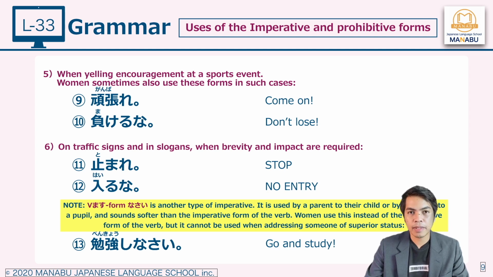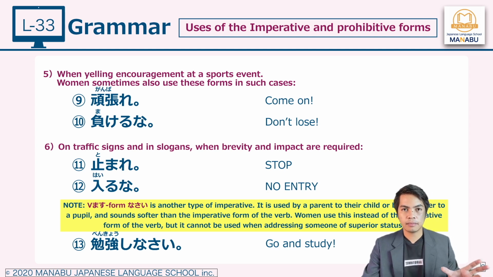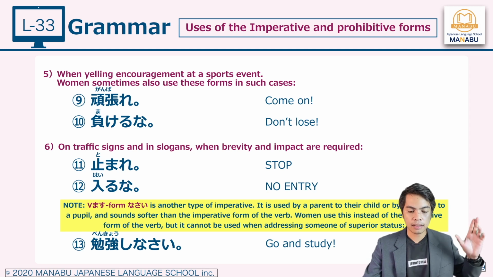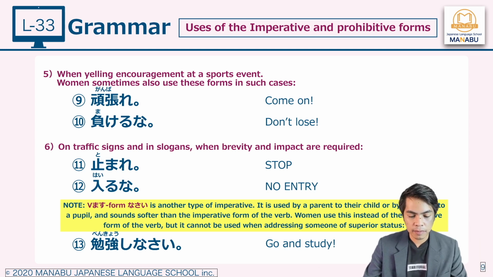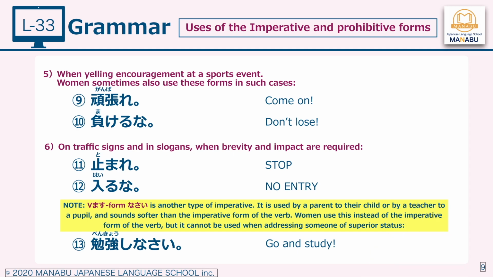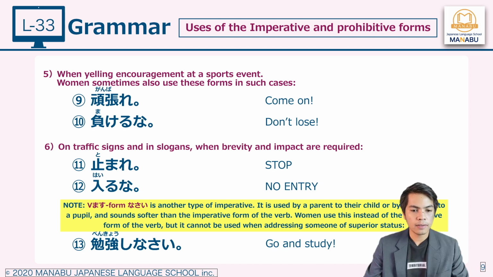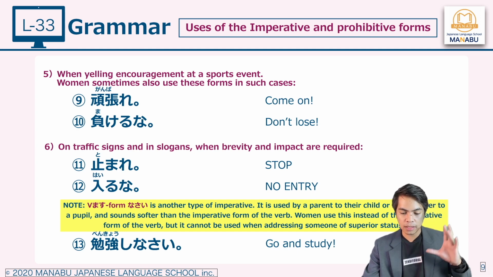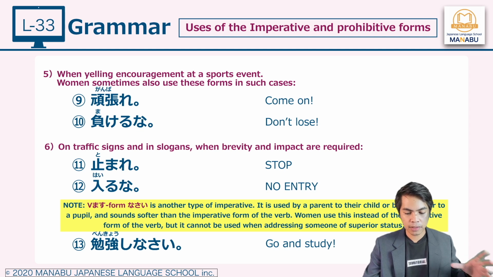So another type of imperative also is verb minus masu and add nasai. This is another type of imperative used by a parent to their child or by a teacher to their student. So this sounds softer than the imperative form and the prohibitive form of the verb. And also this is usually used by women. So example number 13, benkyou shinasai. So for example, a teacher to a student or a parent to their child. Benkyou shinasai, go and study.